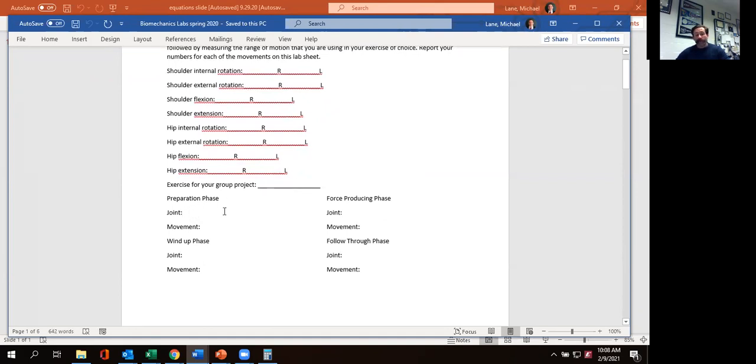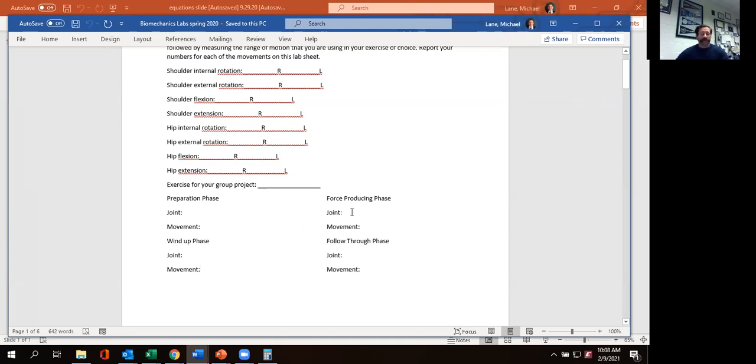You write in the joint you are doing. You will be doing the same joint for all parts. And you will then say how this joint moves during that phase. You will have the wind up, which will be pulling yourself into a position, putting a stretch on your muscles, and what joint that is, how many degrees of movement you'll have.